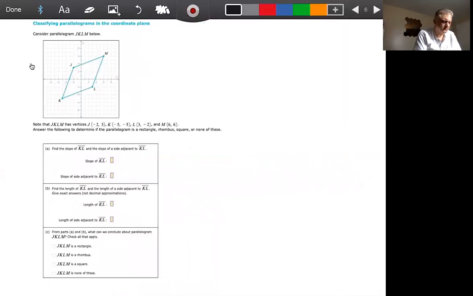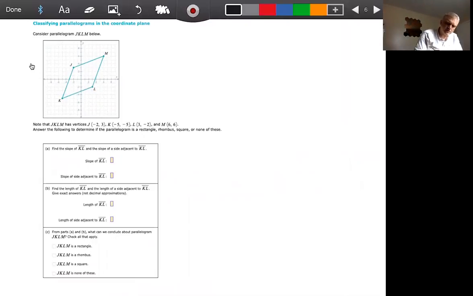Let's take a look at classifying parallelograms. That last one, they didn't tell us it was a parallelogram. We had to prove it. So for this one, once again, they graph and give us coordinates. Very nice of them. They want us to find the slope of KL. If you want to use the slope formula, fine. If you want to do rise and run, that's okay too.